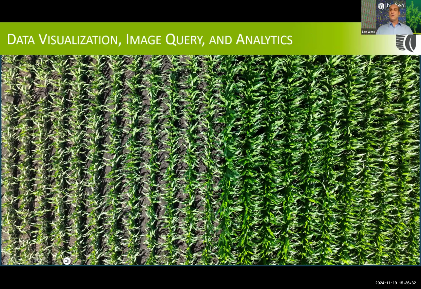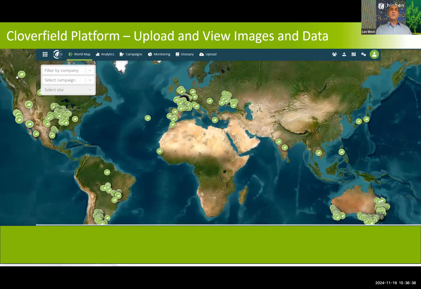So getting down to data visualization, image query, and analytics, Hiphen's mission is to make image analysis tools accessible to the agricultural research community that's working to solve the challenge of 21st century agriculture. To this end, we have developed our platform, Cloverfield, to make using drones, Litchi, and tractor-mounted sensor arrays as frictionless as possible. You can simply drag and drop image sets from your drone, add a plot map, and my French plots show up as a dot on the map.